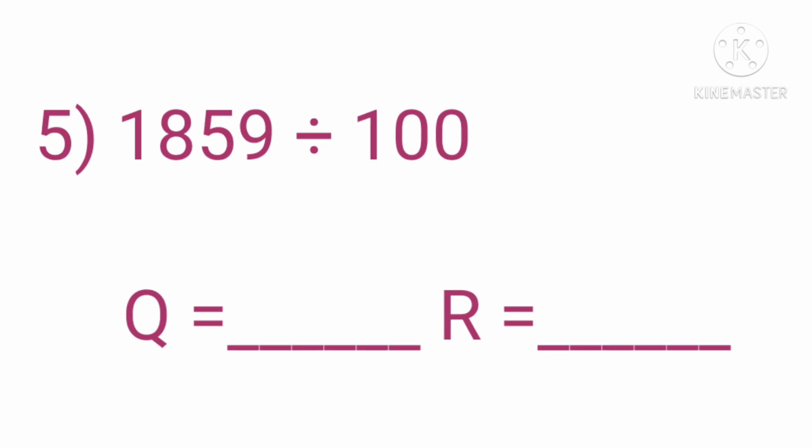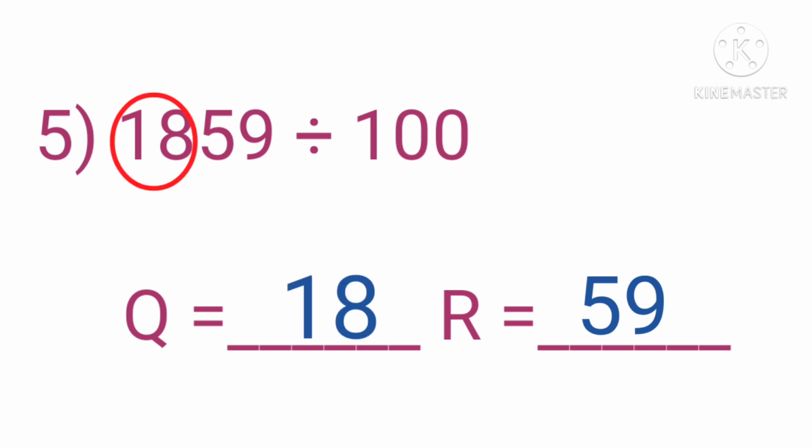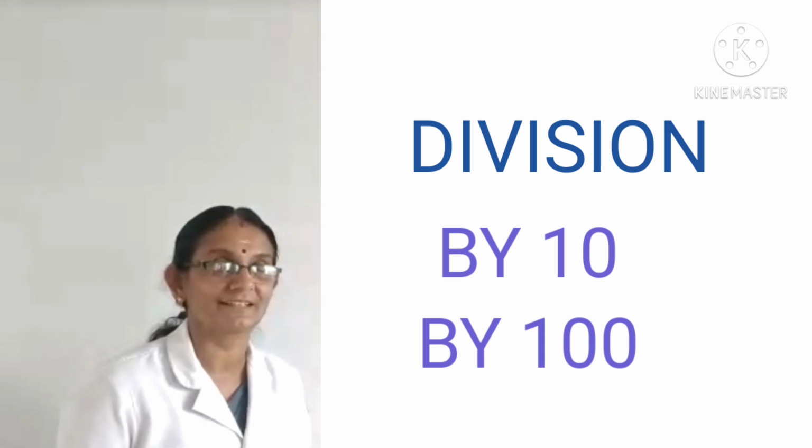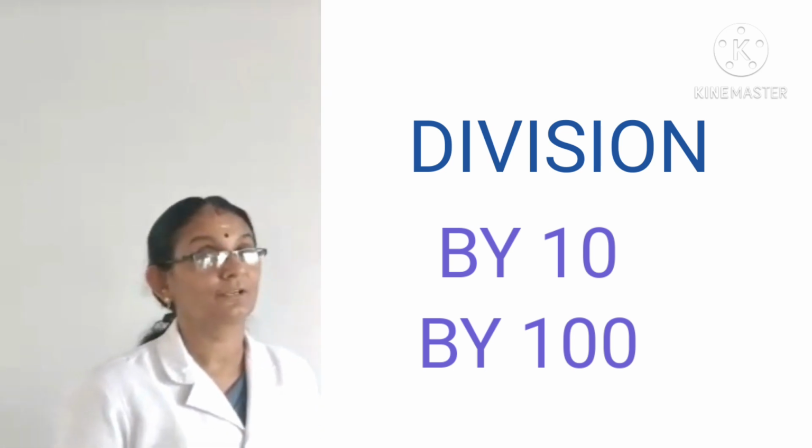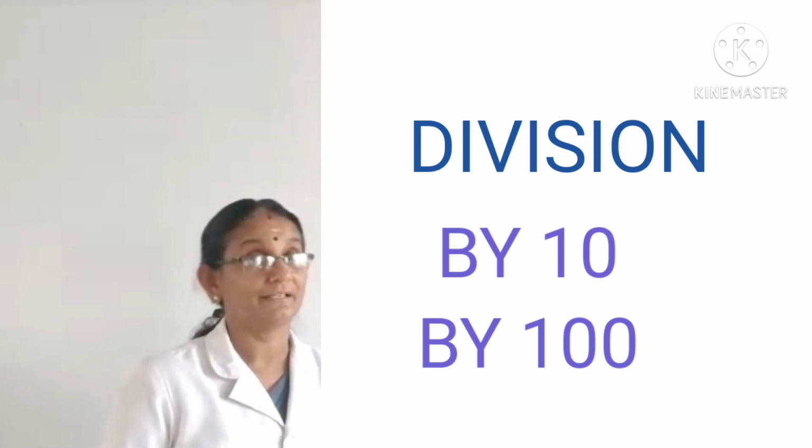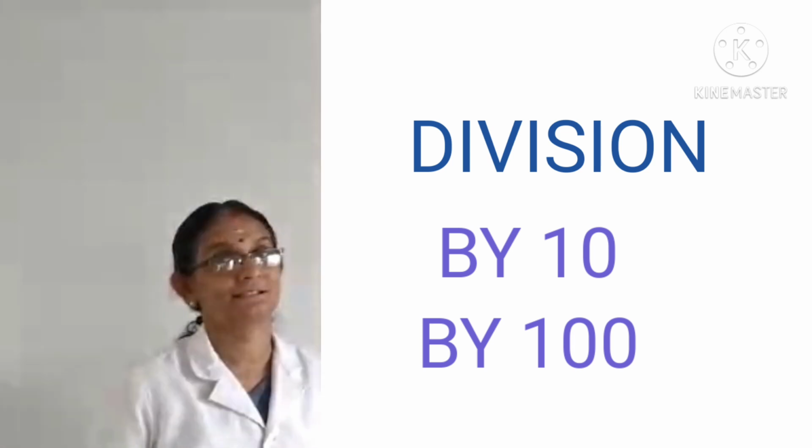The last problem is 1859 divided by 100. The digits in the tens and ones place make up the remainder. So the remainder is 59. And the rest of the digits make up the quotient. And that is equal to 18. That was easy, no children? So in this way you can divide numbers by 10 and 100 very easily.